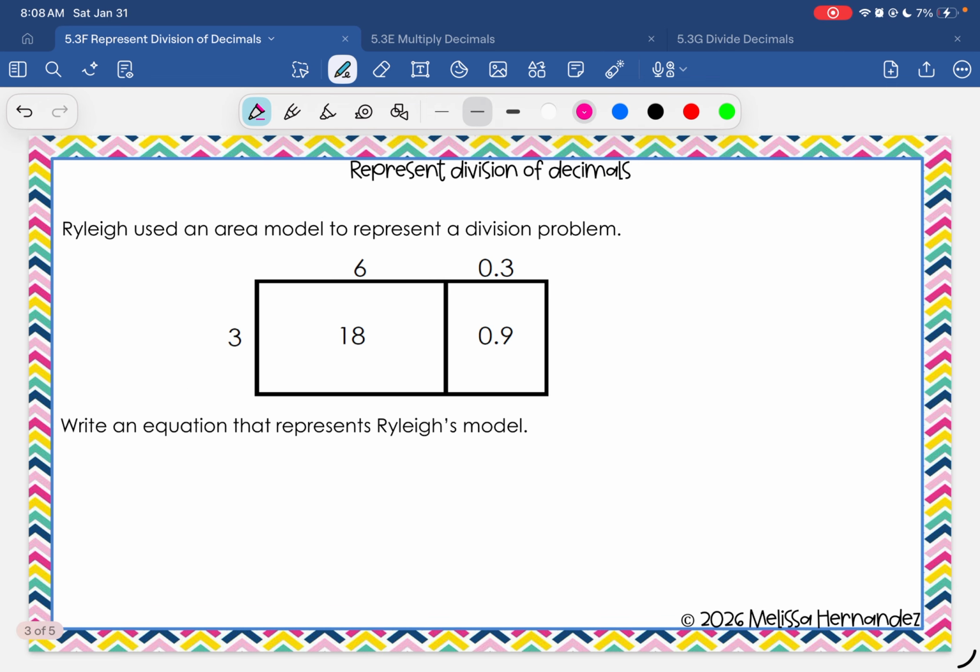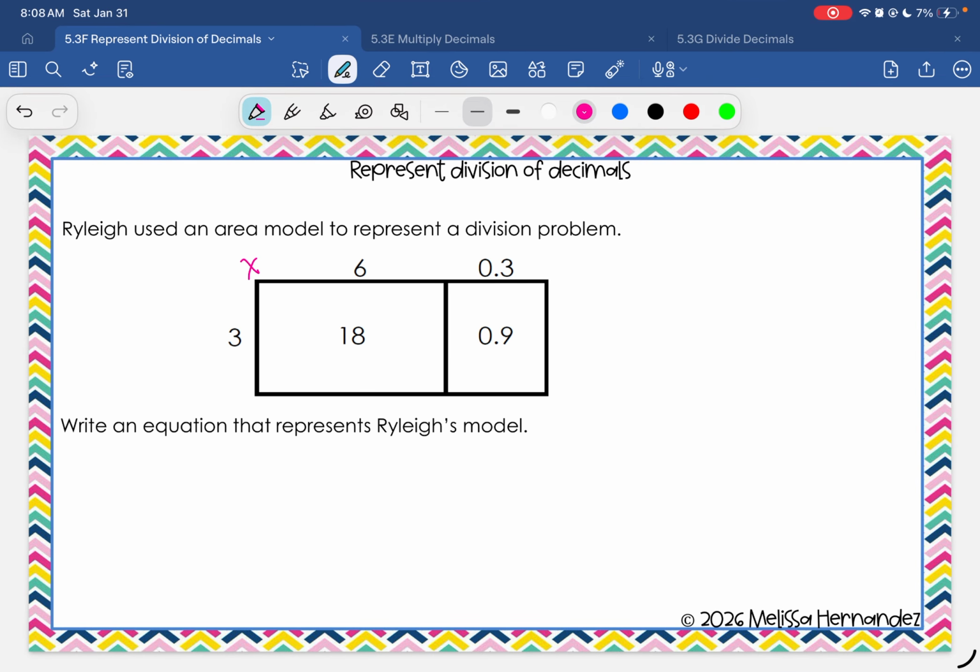All right, so for the next one, Riley used an area model to represent a division problem. Write an equation that represents Riley's model. So you're used to multiplying. This is typically what you multiply, the 3 and then 6 3/10, but we decompose 6 3/10, and then your solution or your total is 18 9/10.